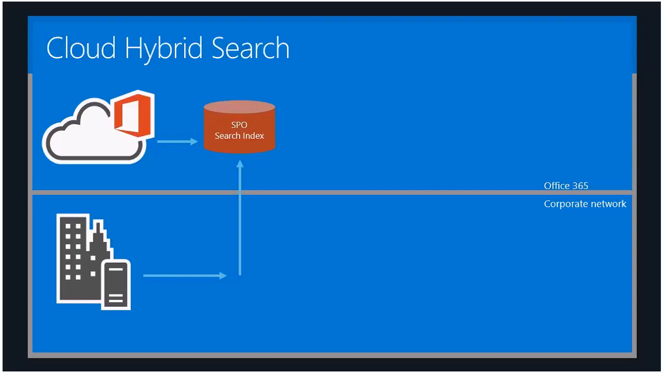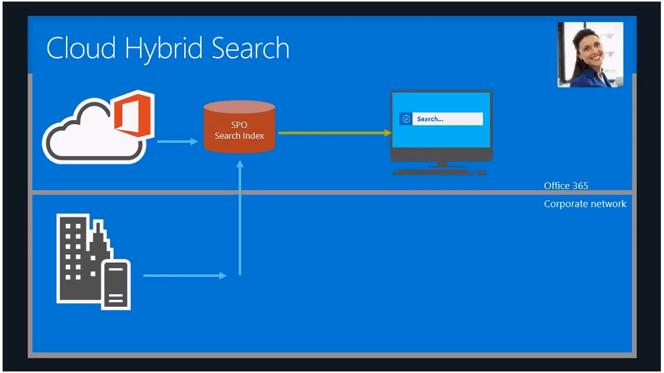So if the user is on SharePoint Online, they can get exactly the result from the SharePoint Online Search Index. Or if they are in the on-premise environment, they can also get the result from the SharePoint Online Search Index here. So here is the cloud hybrid search. With the cloud hybrid search, we don't have the SharePoint on-premise search index.